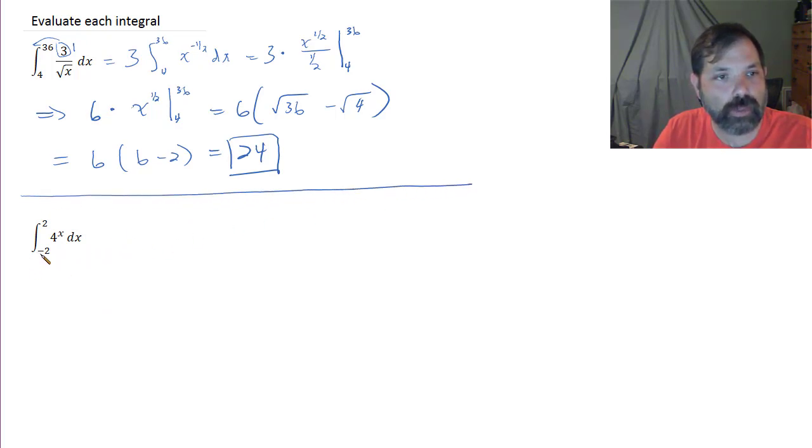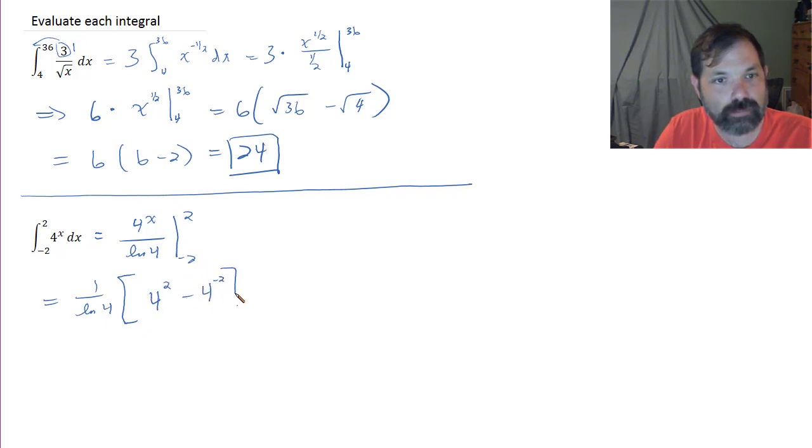Integrate from negative 2 to 2, 4 to the x dx. This one's fairly straightforward. The antiderivative of 4 to the x is 4 to the x over the natural log of 4, and from negative 2 to 2. Again, I can bring that natural log 4 outside, so that's 1 over natural log 4, and then substituting the 2 and the negative 2, I would then have 4 to the second minus 4 to the negative second.